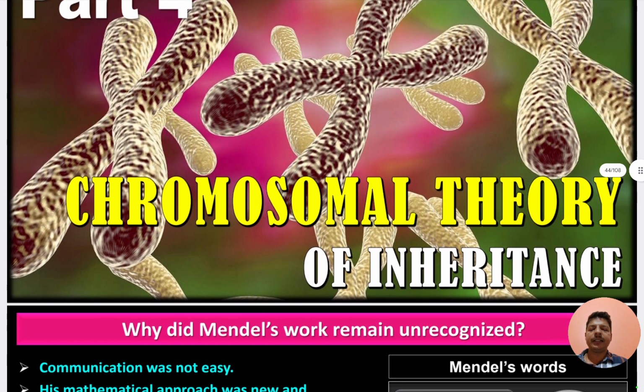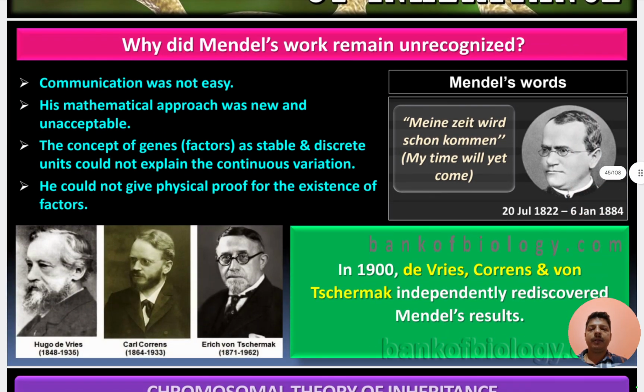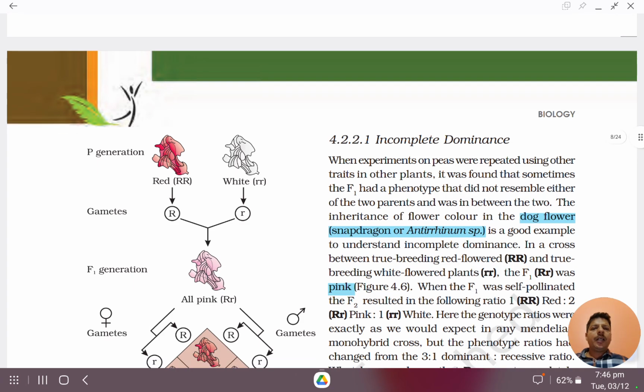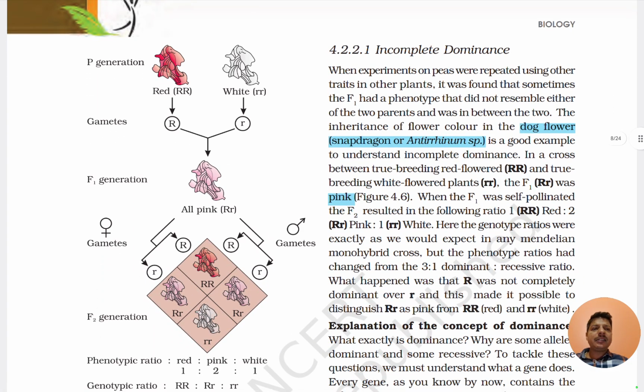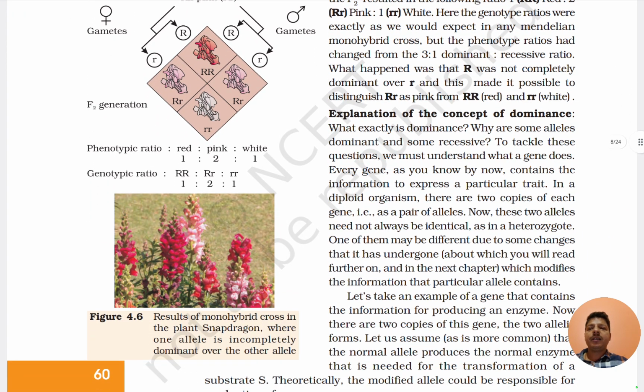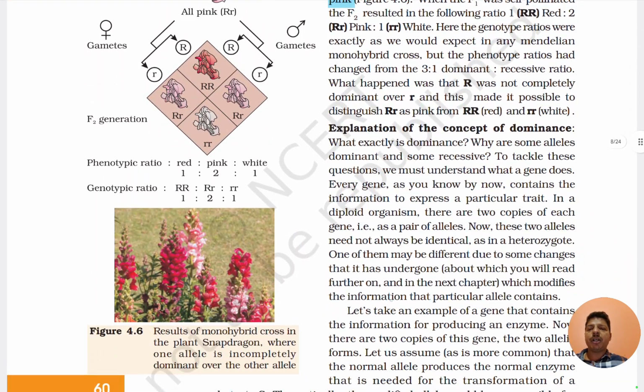Next, chromosomal theory of inheritance. Before starting this, let's go to the NCERT. Here you can see incomplete dominance. It is the same points. Dog flower is mentioned, snapdragon or Antirrhinum sp. is a good example to understand incomplete dominance, where the parent generation is red colored flower and white colored flower, gametes are like this, but the result will be all pink. Same things are mentioned here, nothing more. In incomplete dominance, both phenotypic and genotypic ratio are the same.